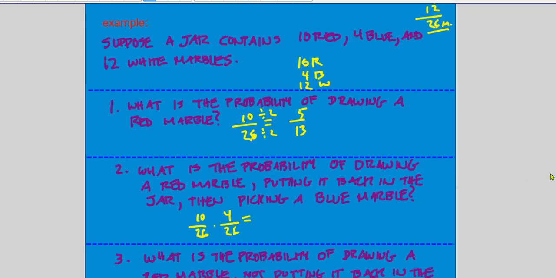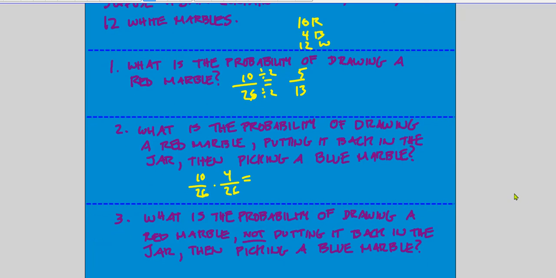So literally we could do some reducing here before we get started, and that might help. So 10 out of 26, I can divide 2 into both 10 and 26, so that is going to be 5/13. And then I can divide 2 into 4 and 26, that's going to be 2/13. Well, 5 times 2 is 10, and 13 times 13 turns out to be 169. There are no common factors between 10 and 169 other than 1. So our probability is 10 out of 169.